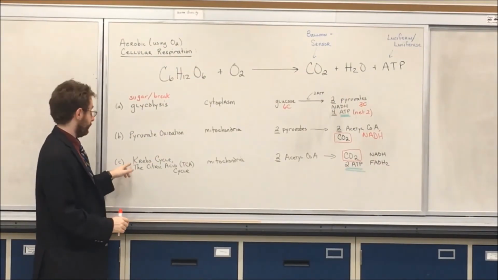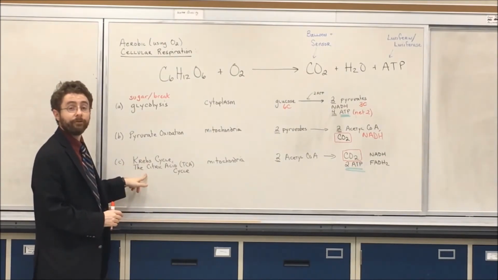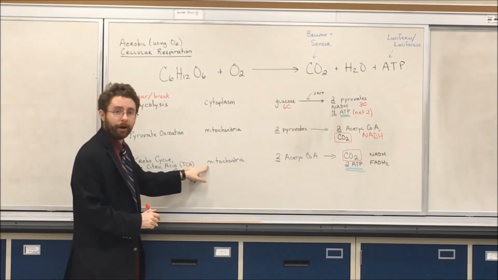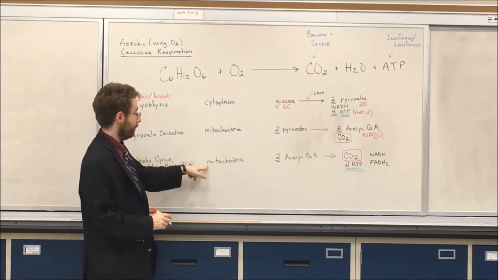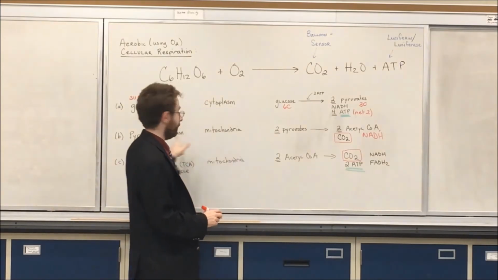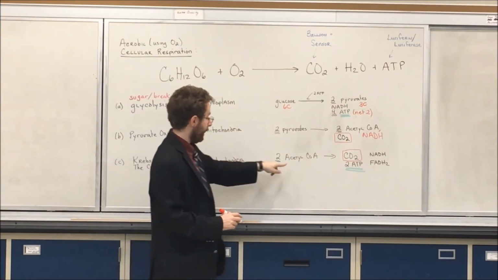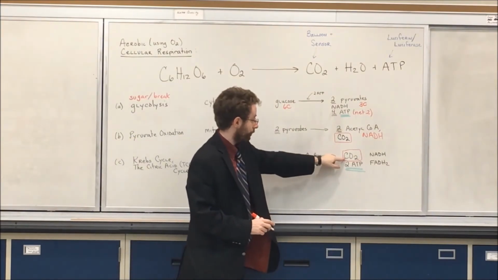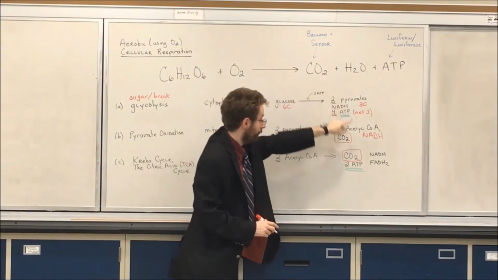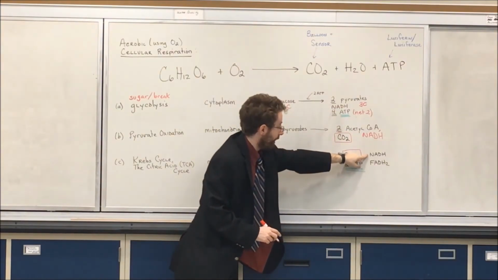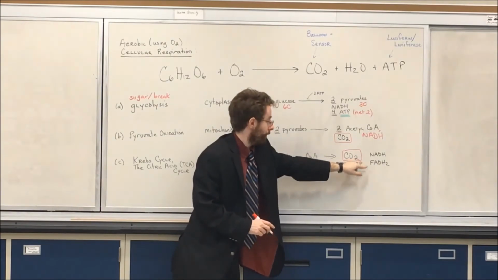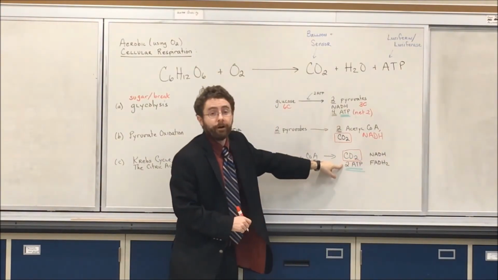The third step is the Krebs cycle, also known as the citric acid cycle or the TCA cycle. This also occurs in the mitochondria of a eukaryotic cell. And here we have the two acetyl coenzyme A's that we made from pyruvate oxidation. And when they enter the cycle, we're going to generate carbon dioxide, again, one of the products of respiration, our electron carrier NADH, and another electron carrier called FADH2, and 2 molecules of ATP.